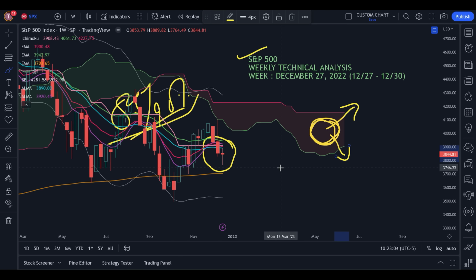So now, guys, let's move on to the next part, the technical analysis of the S&P 500. And the second part of the agenda is the recession and the GDP data.